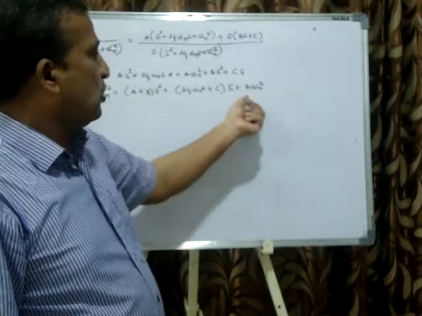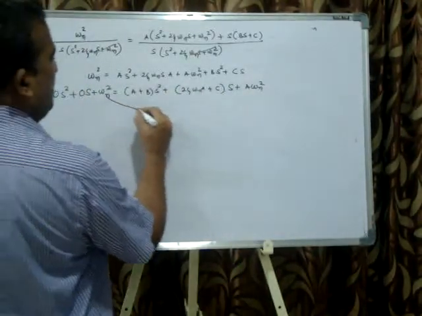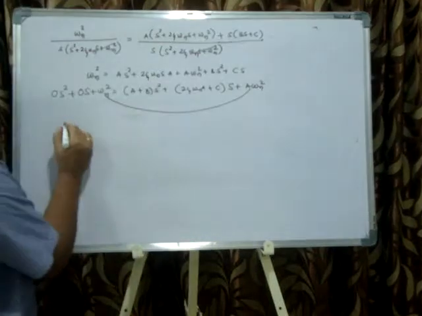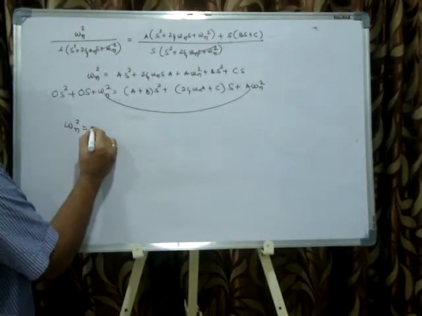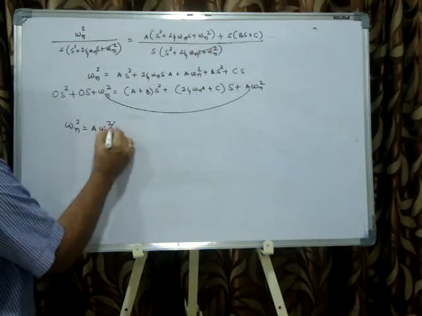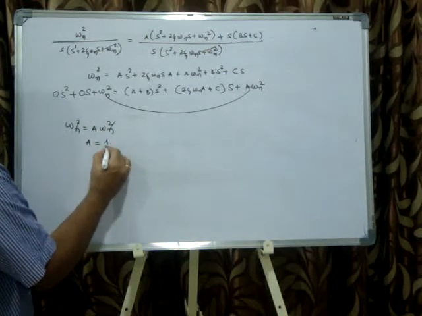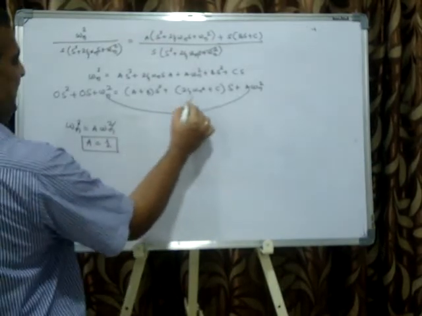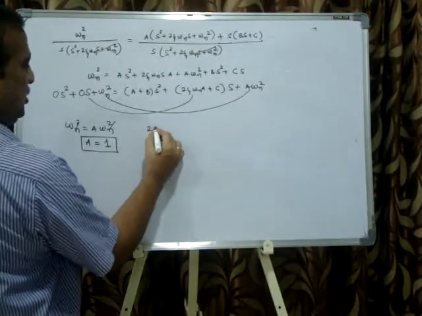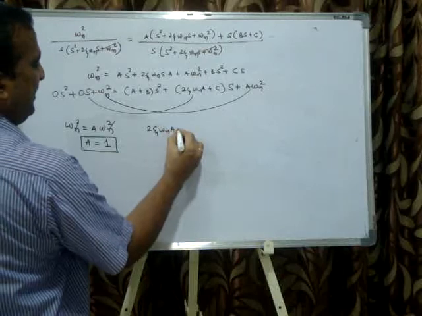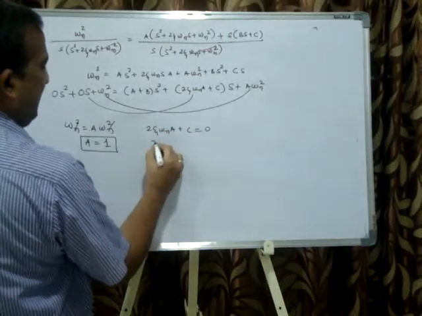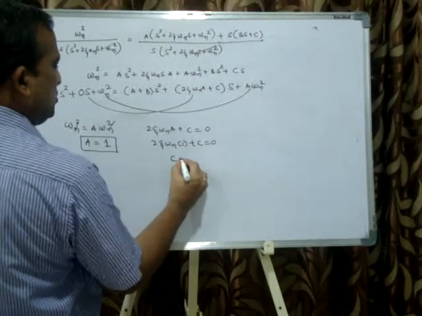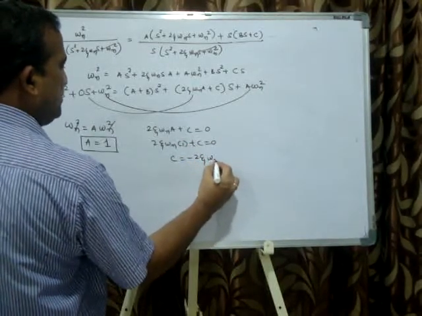You start from the constant, so omega n square is equal to what I'll write? Omega n square is equal to A omega n square. So omega n square gets cancelled, we get A equal to 1. Then I'll compare the s coefficient: 2 zeta omega n A plus C equal to 0, and A equal to 1, so 1 plus C. So C is equal to minus 2 zeta omega n.